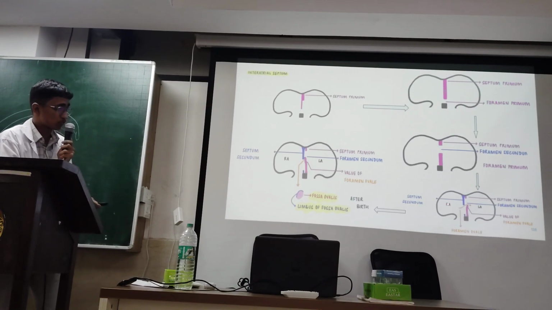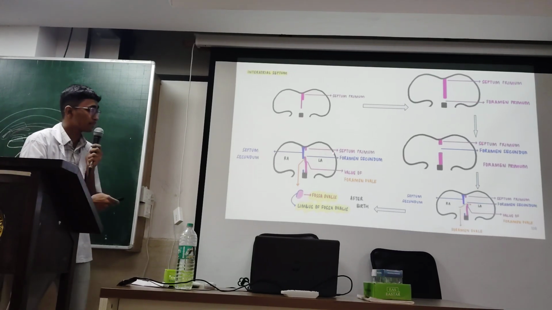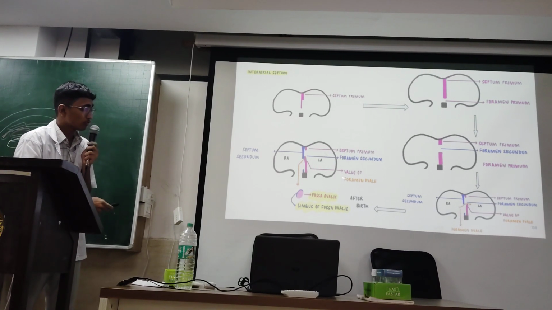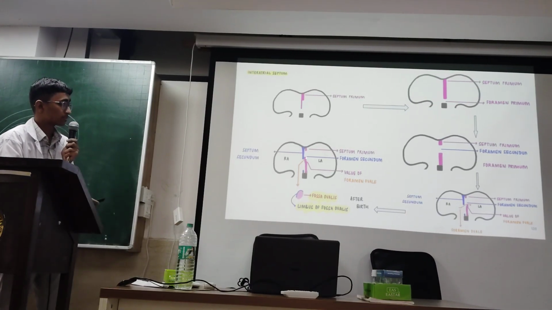Here, this was in the embryonal stage. Here, the blood flows from the right atrium to the left atrium. After birth, when the pressure in the left atrium increases, this wall of the foramen ovale moves backward, and this will give us the fossa ovalis here.